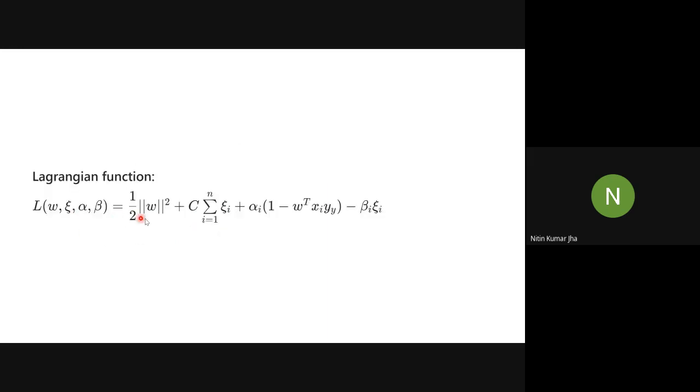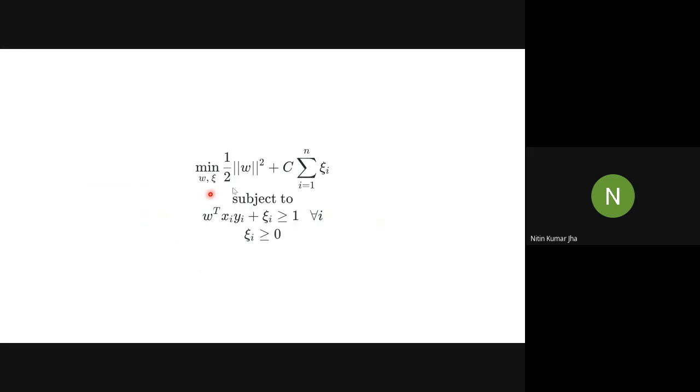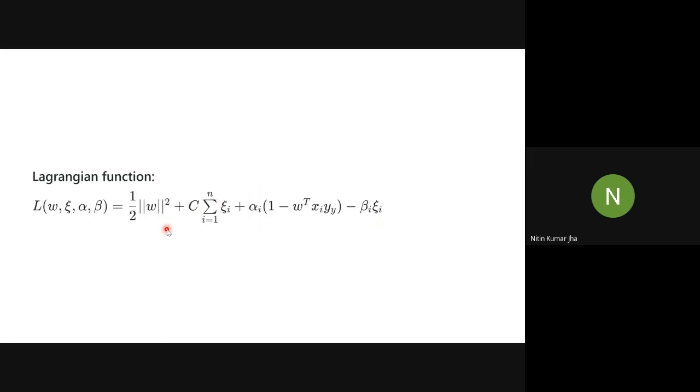So the Lagrangian will be of this kind. Here it will be minus xi_i as well, and this will be beta_i xi_i. So this will be the Lagrangian for this objective function, and then the primal becomes the minimum over w and xi, and the maximum over alpha and beta, of the Lagrangian function. So this will be our primal formulation of the same problem.